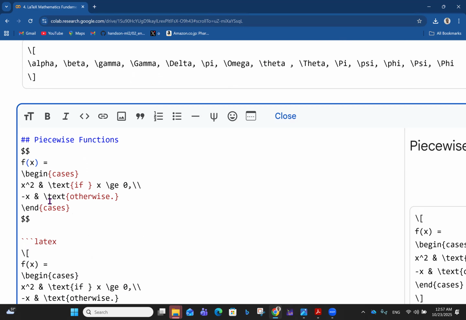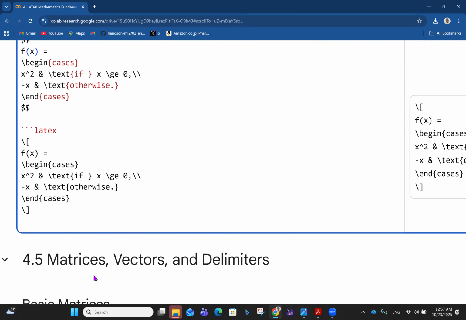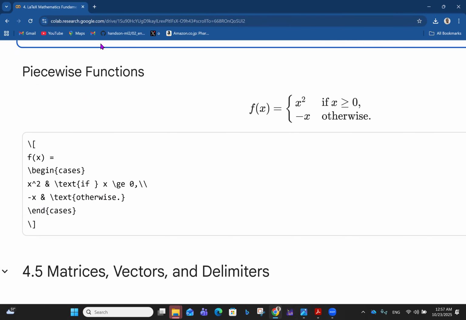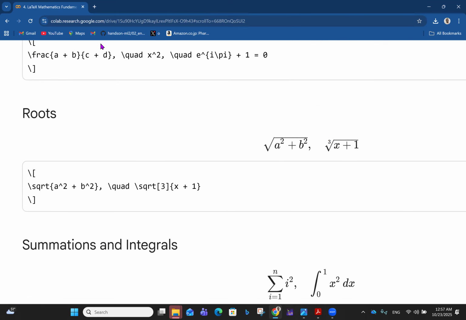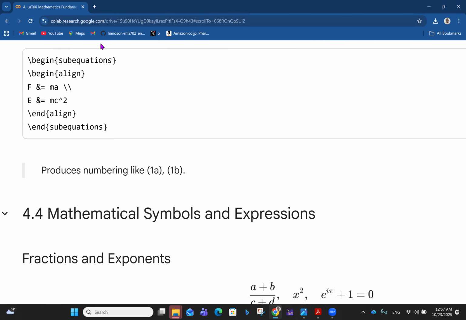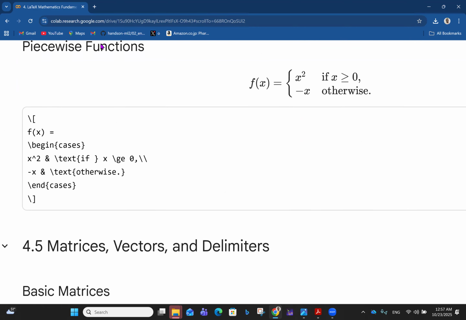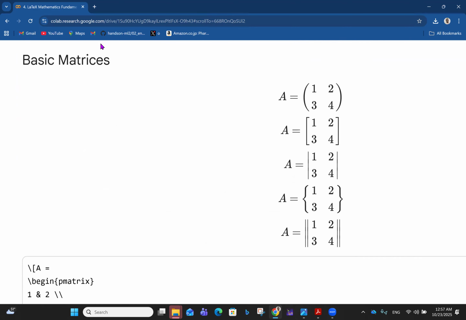Because I can do this in dollar, that's what I did now. And then with this LaTeX thing, you're able to see how exactly you should render this in LaTeX. Okay. So we can do piecewise function. We're talking about special mathematical symbols and expressions, as far as LaTeX mathematical fundamentals is concerned. Now let's talk about matrices.